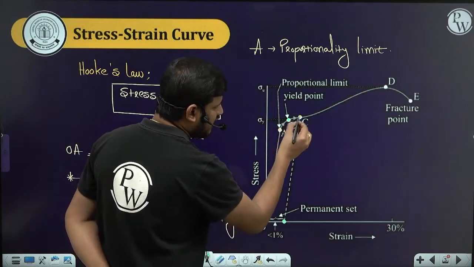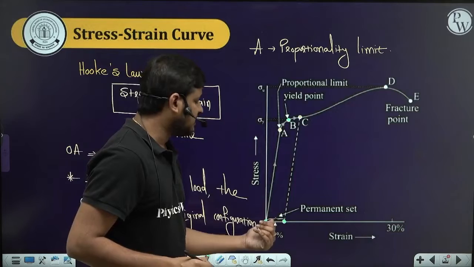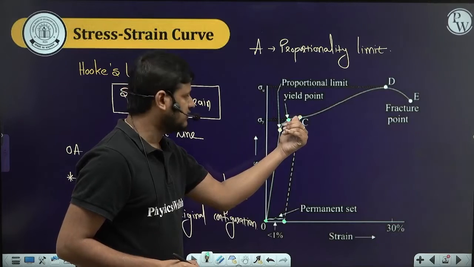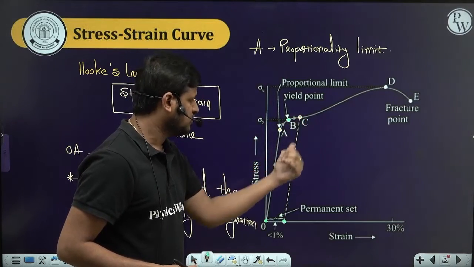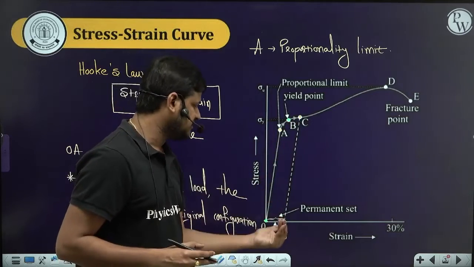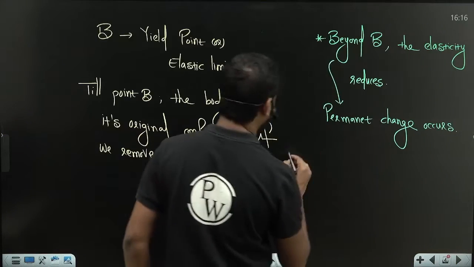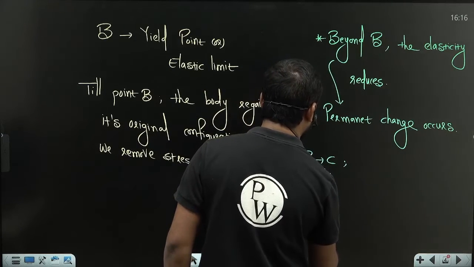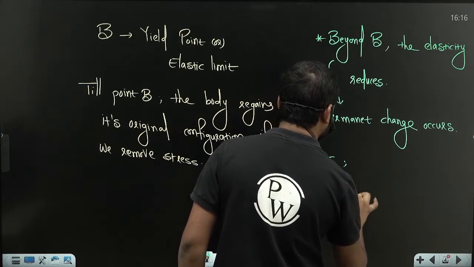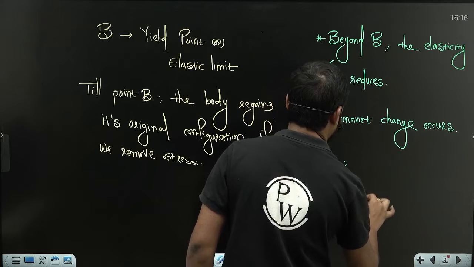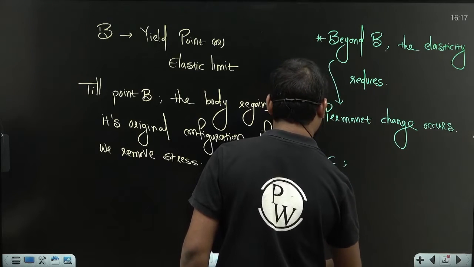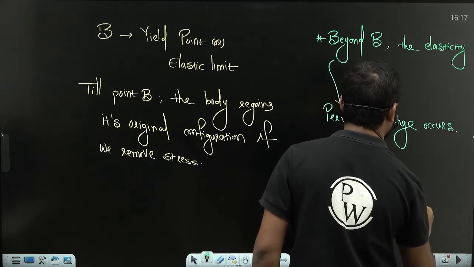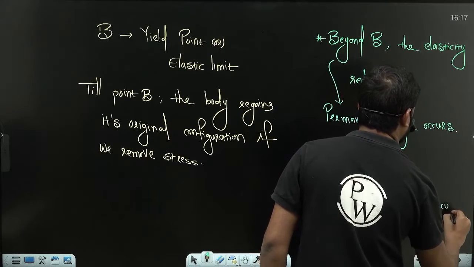And finally beyond C, if you apply the force and you remove the force till point C, there is some permanent change on the body. So in the B to C region, there will be some permanent change occurring in the body.